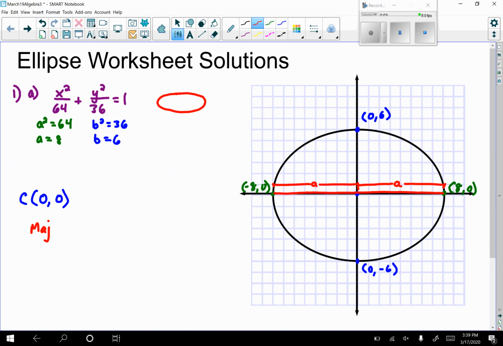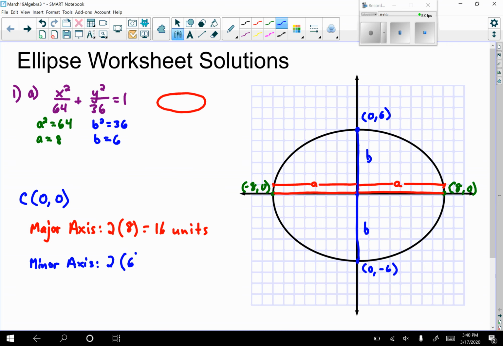So the major axis has a length of 2 times a, which is 8. So we have 16 units. Just to go back over, B would be the length from the center up here. Also another length of B here. So I'm not going to write this for every answer, but just to go back over, the minor axis will have a length of 2 times B, which is 6. So it is 12 units. So be prepared if I ask either one, major, minor axis, both of them, you understand what those mean.